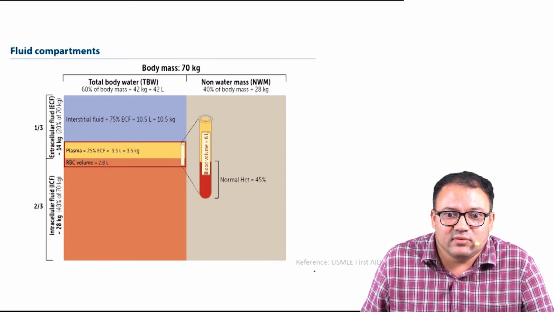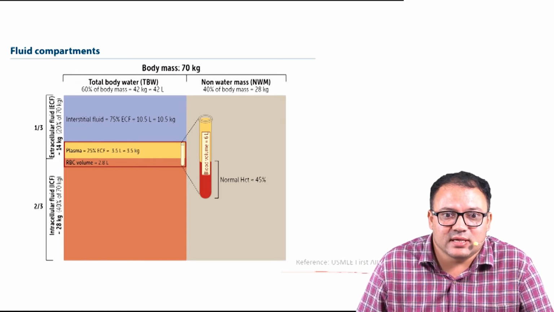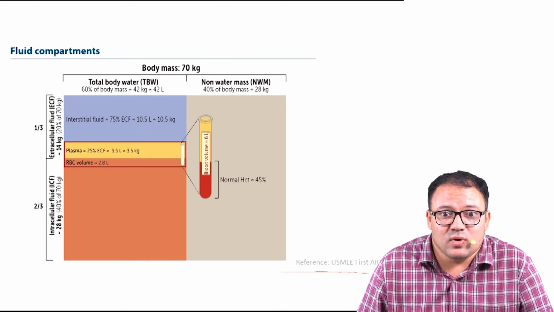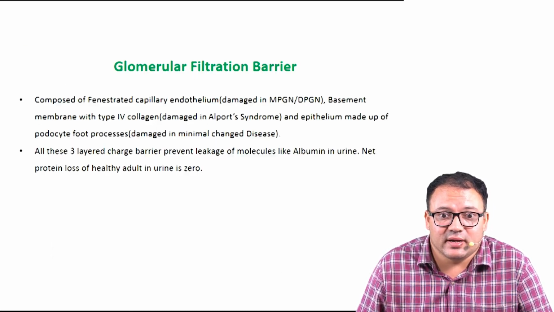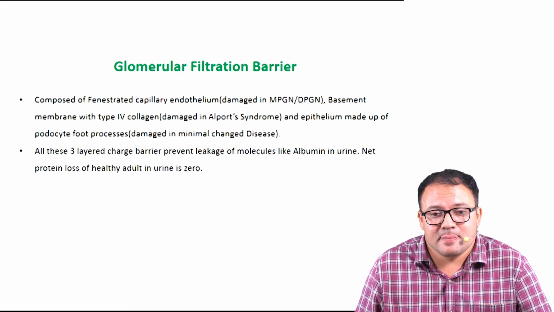I have taken the figure from USMLE First Aid 2022. Here you can see a body mass of 70 kg person has total body water of 42 liters because 60% of the body is made up of water. Then the non-water part of the body is 40%, that is 28 kg. I already told you that; you can see it in the figure. It was explained already.